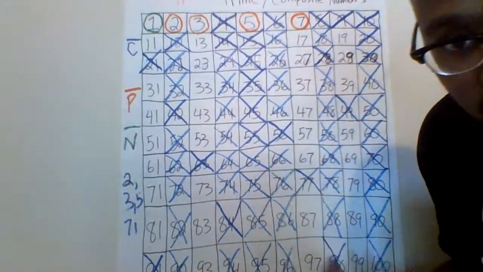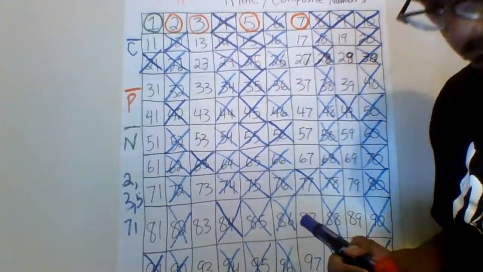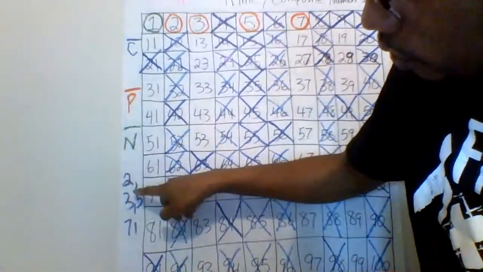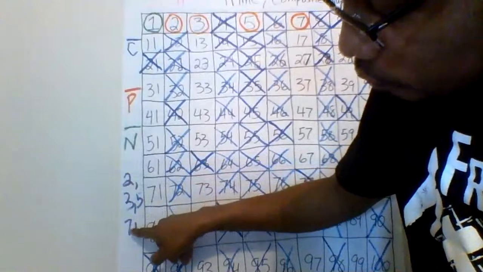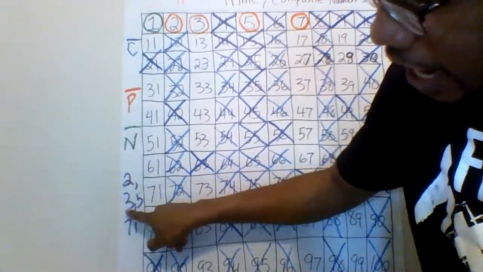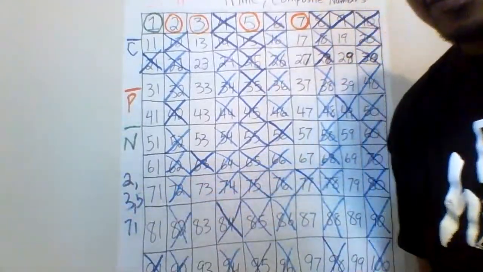So most of the chart is gone. Now we've done the rule of 2, we've done the rule of 5, and the multiples of 7. Now we just have to do the rule of 3. All right.